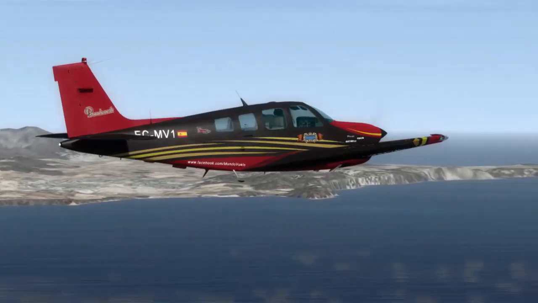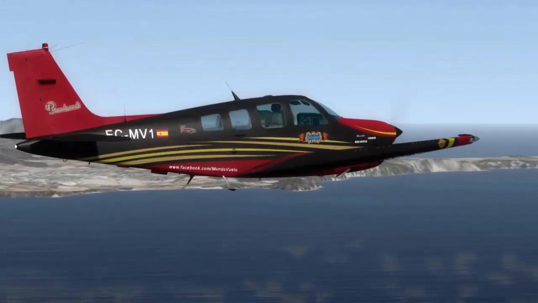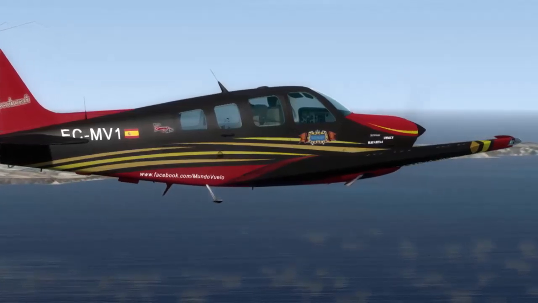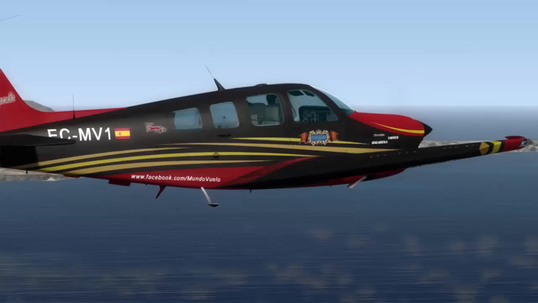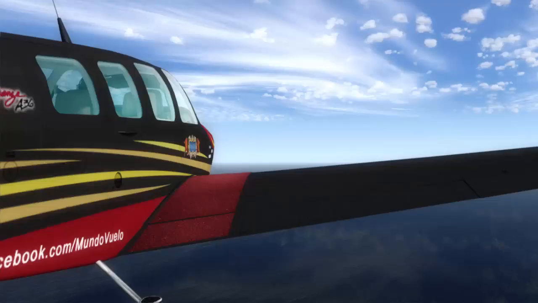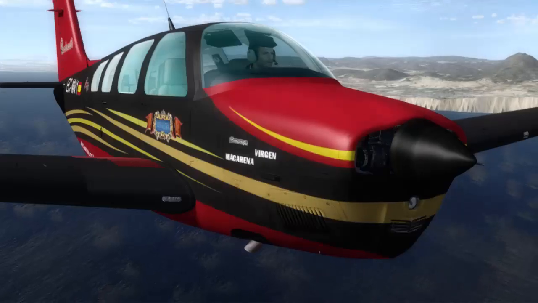I am showing you a beautiful exterior view, so you can see that, and also the livery of our airplane, which cost us a lot of effort and hard work in Illustrator and Photoshop, by the way.